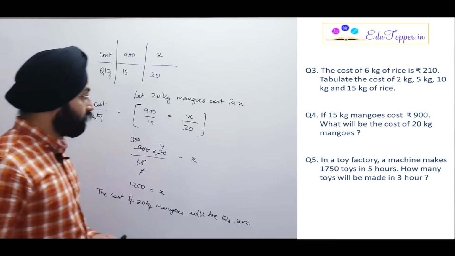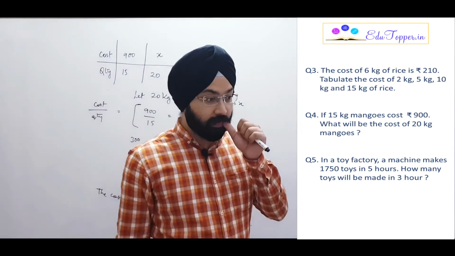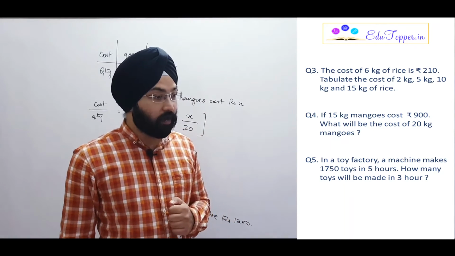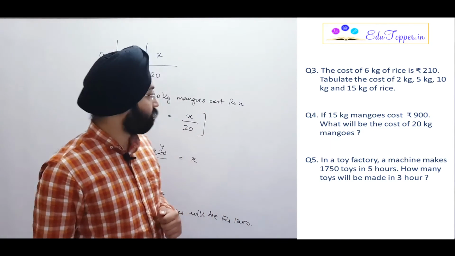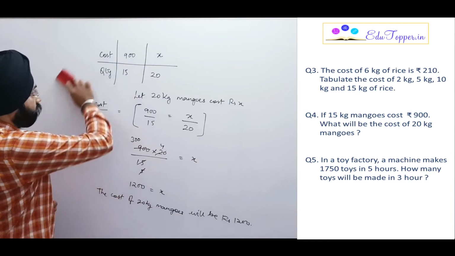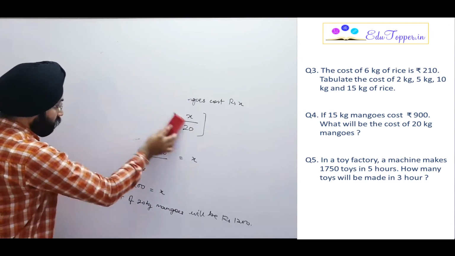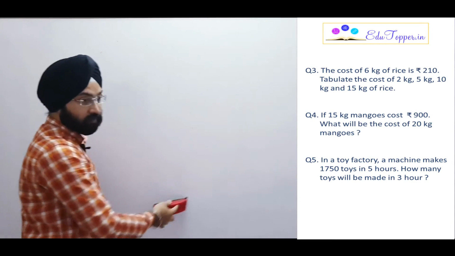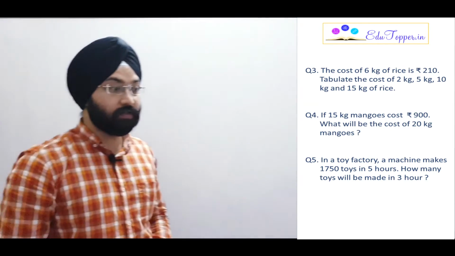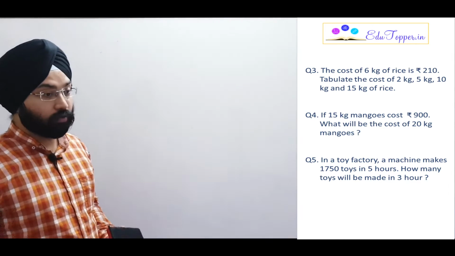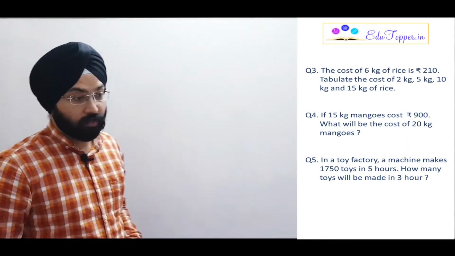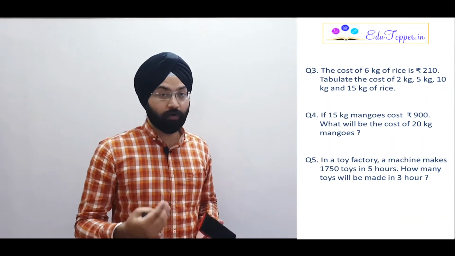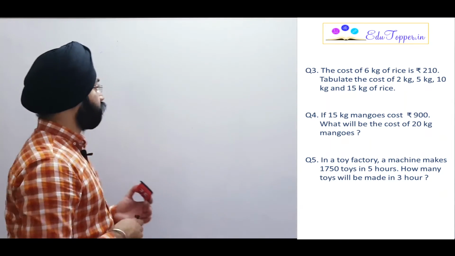Now let's move ahead to our next question. In a factory, a machine makes 1750 toys in 5 hours. How many toys will be made in 3 hours? Right? So, in a factory, a machine can make 1750 toys in 5 hours. How many toys will be made in 3 hours? So, if the time is reduced, definitely the number of toys produced will also get reduced, right?